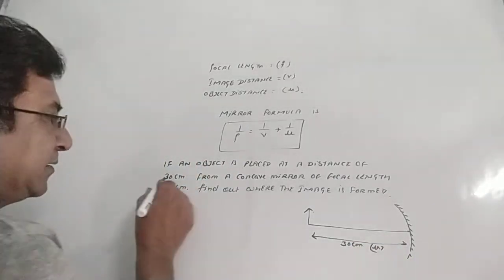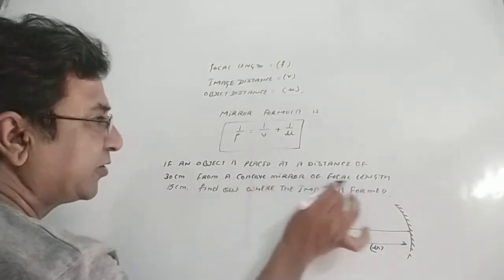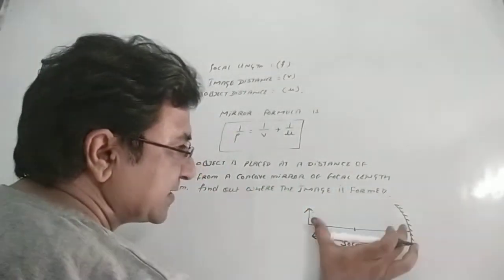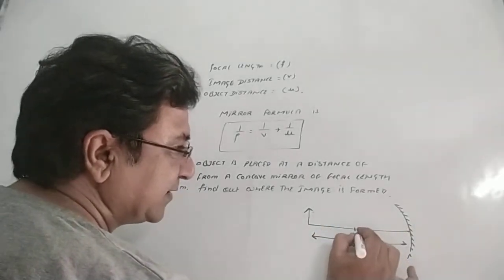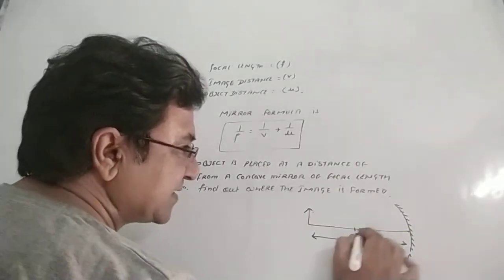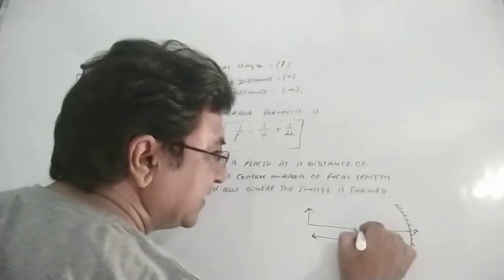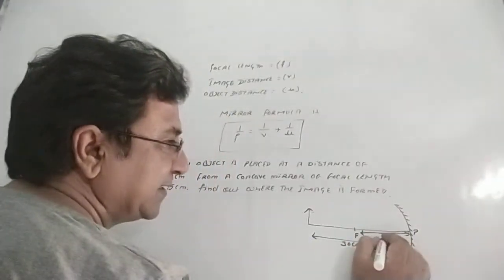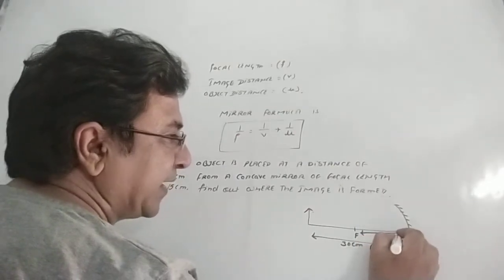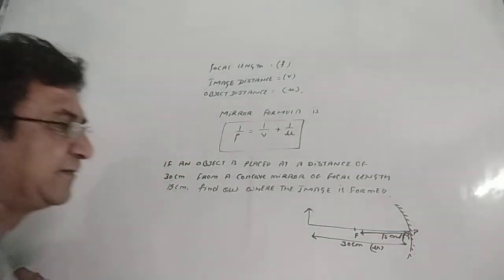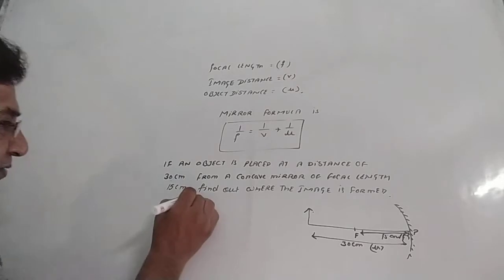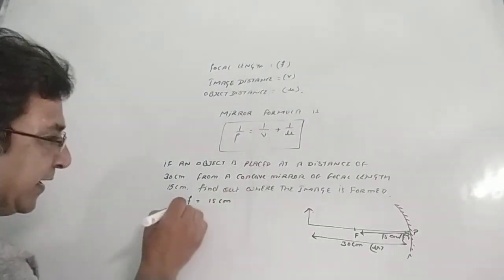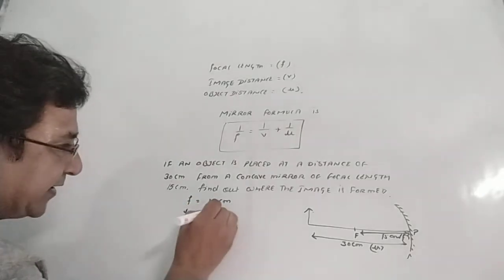And the mirror is a concave mirror of focal length 15 centimeter, which is half of 30. This is 30, half is 15 centimeter. This is the focal length, so the distance from the pole to the principal focus is the focal length. This is 15 centimeter and this is small f. So what are we given? We are given focal length 15 centimeter and object distance 30 centimeter.